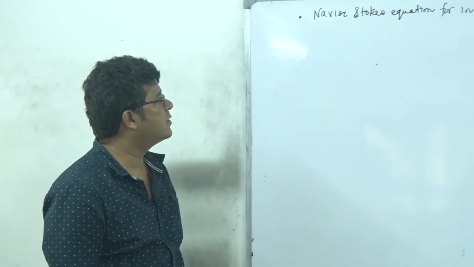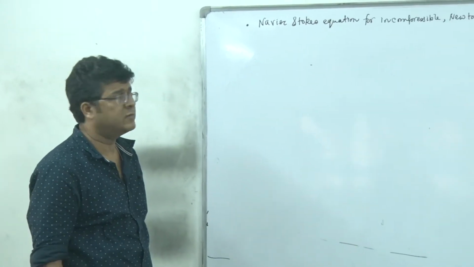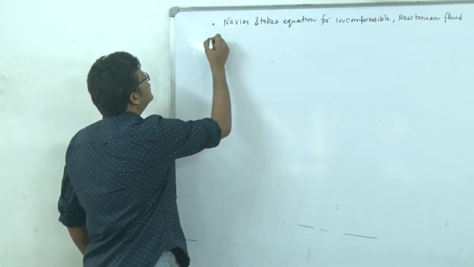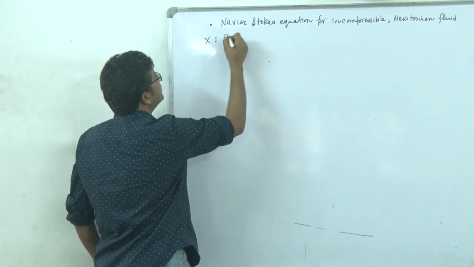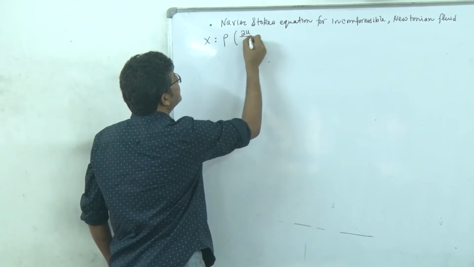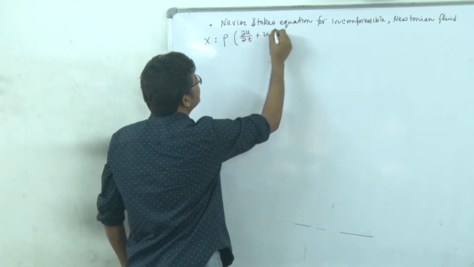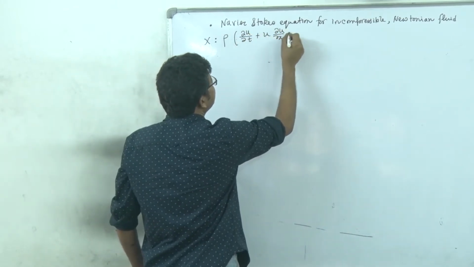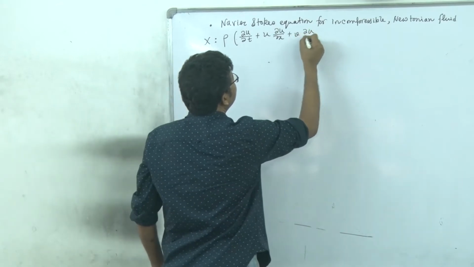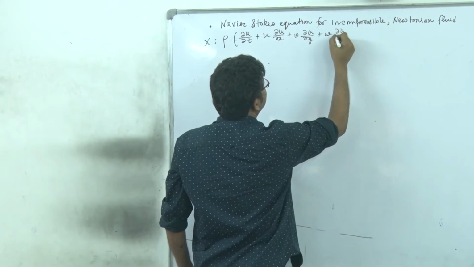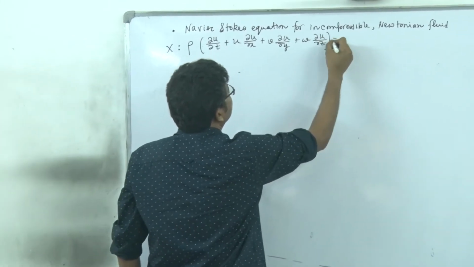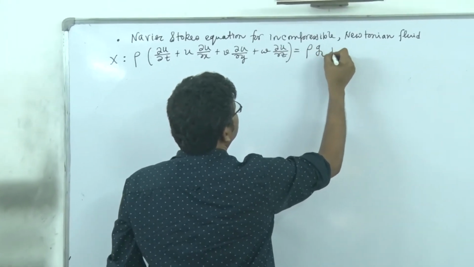So in this session we will be discussing this Navier-Stokes equation for incompressible Newtonian fluid. For the x direction, the general Navier-Stokes equation has a form which we have derived just in the previous session as this.